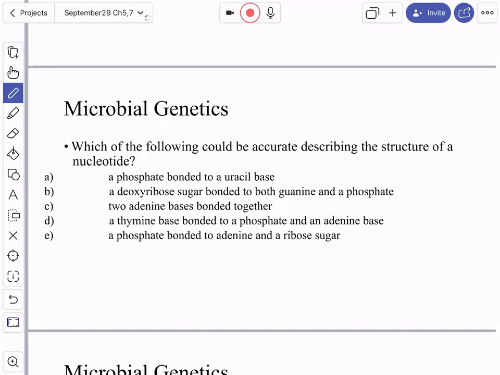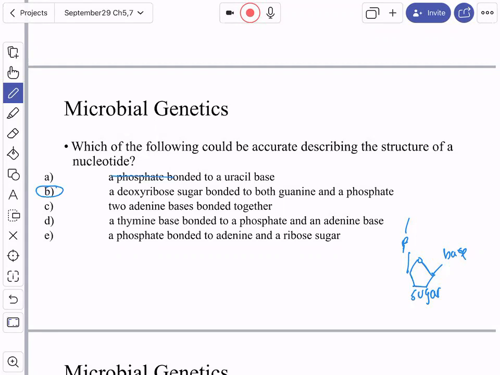All right, so hopefully, if you had to draw the structure of DNA, you could draw a nucleotide. Okay, here's the sugar, and here's the base, and here's the phosphates. So the only one of these that could possibly be true is letter B, where sugar is bonded to a base and a phosphate. You never have the phosphate bonded to a base.